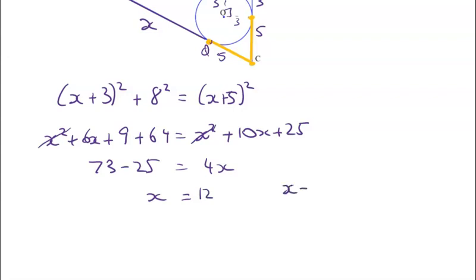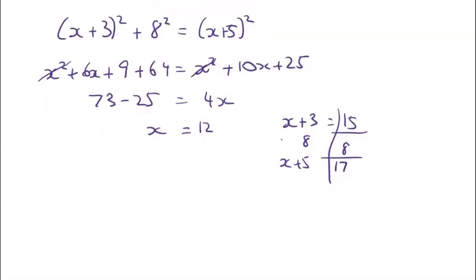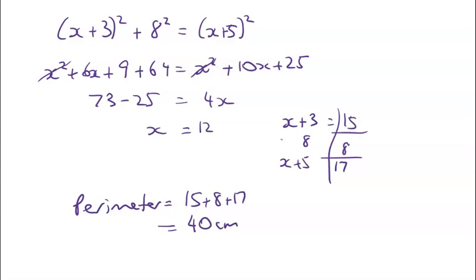And the side lengths are x plus 3, 8 and x plus 5. So x plus 3 is 15, 8 and 17, which is a pretty common Pythagorean triple. And so my perimeter is the sum of those, which is 15 plus 8 plus 17, which gives me 40 centimetres. So there you go, heaps of other ways to do that.